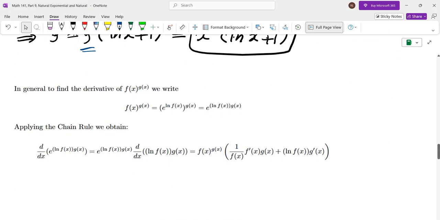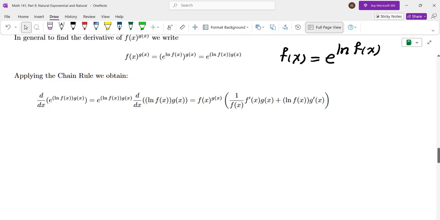So in general, to find the derivative of f of x to the power of g of x, you write down f of x as exponential of natural log of f of x. And then we multiply the exponent, so we get natural log of f of x times g of x. Then we apply the chain rule. We get e to the power of natural log of f of x times g of x, times the derivative of the exponent.